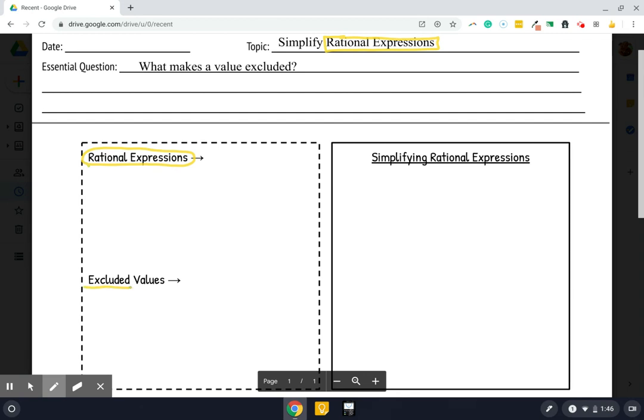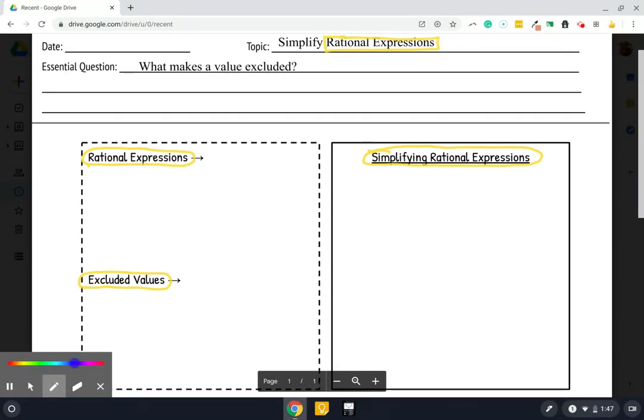We are going to talk through what makes a value excluded, because there are some rational expressions that have x's that don't work. And then we're going to do some simplifying. That's our goals for this morning or afternoon, whatever. I guess they're goals for this video. Maybe that's a better way to say it.